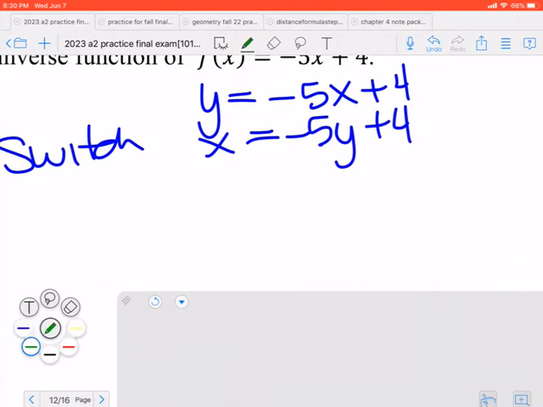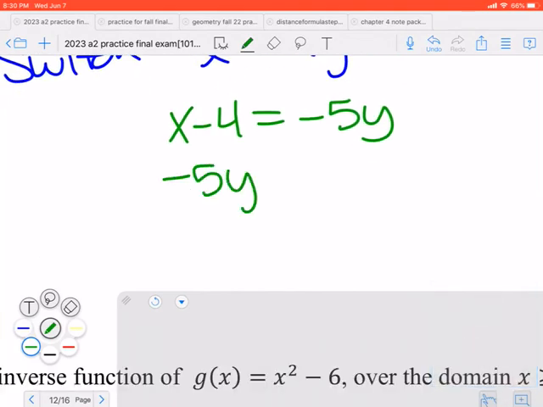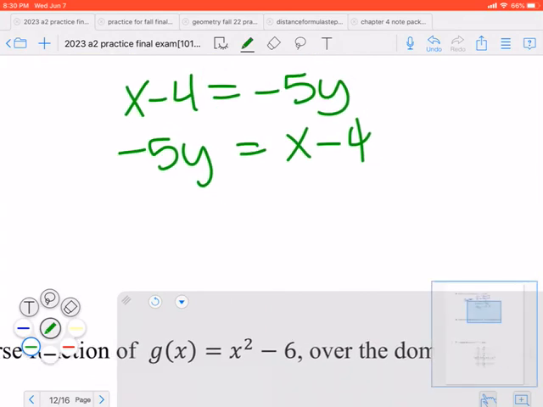So I would minus 4 both sides. So x minus 4 equals negative 5y. I'm going to flip them around. So when I solve for something, I like it to be on the left. And now I'm going to divide both sides by negative 5.